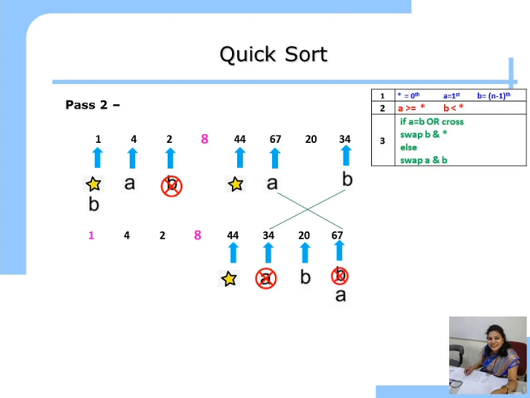So now we adjust the A and B such that A is greater than the pivot, see 67, and B is less than pivot, see 20. Now we check. Are they same? No. Are they cross? Yes. B is at left side, A is at right side.